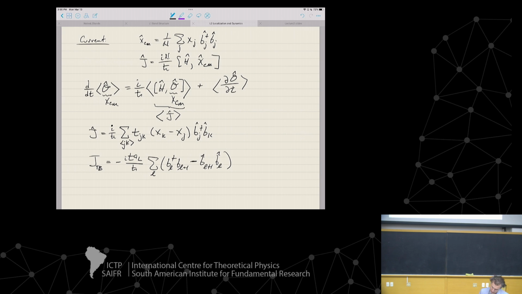All right, notice this looks a lot like the tight binding Hamiltonian itself, except there's a few different things. First of all, what are the units? The units here are t a l over h bar, and so you can think of t over h bar as the tunneling rate, which is an inverse time, and this is a distance. So the current has a unit of velocity.